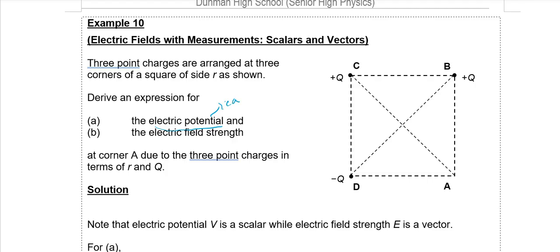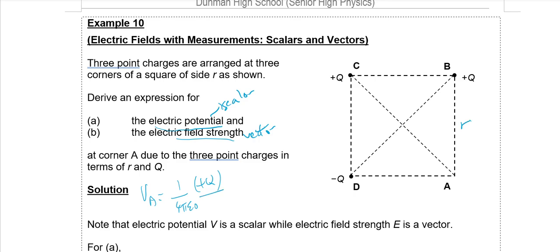We should realize this is a scalar, and this is a vector, so they must be treated differently. If I want to find the electric potential at A, I can call this V of A. This is equal to the potential due to B at A, which is 1 over 4 pi epsilon naught times plus Q. Remember, for potential and potential energy in electric fields, we substitute the sign inside because they are scalars. Vectors don't need it because the sign is representing direction and should be shown in the diagram.